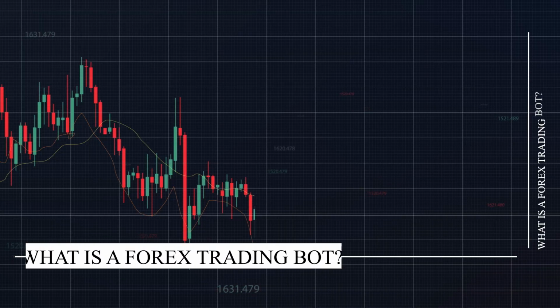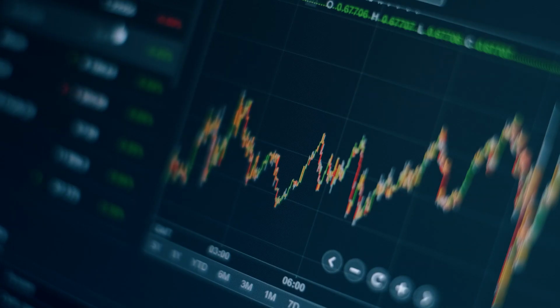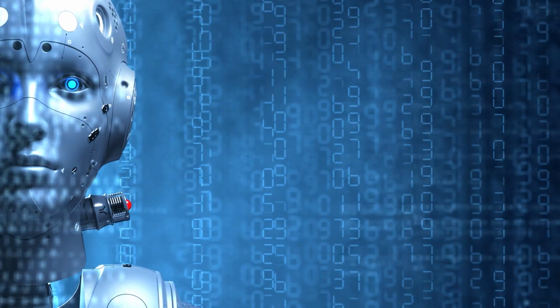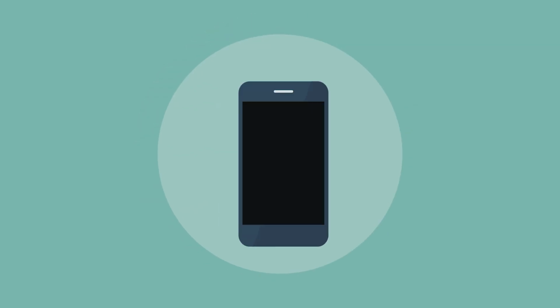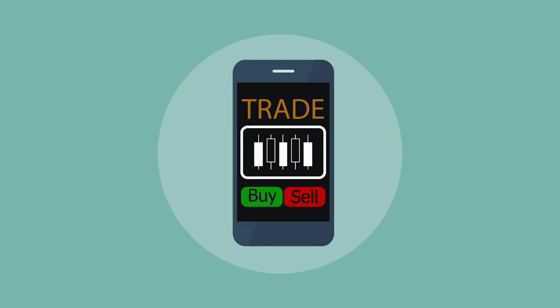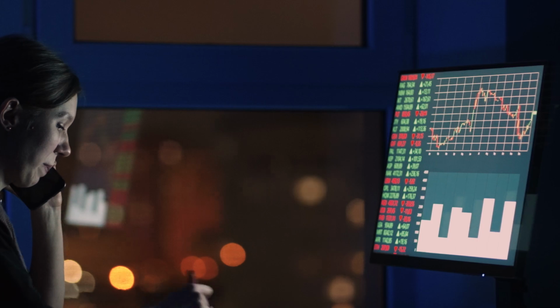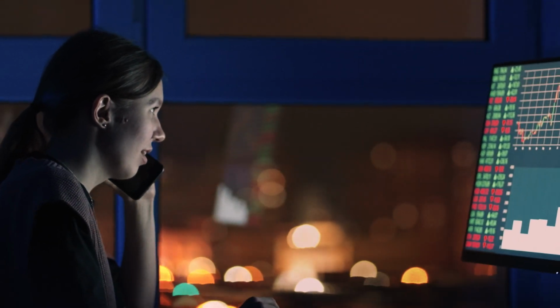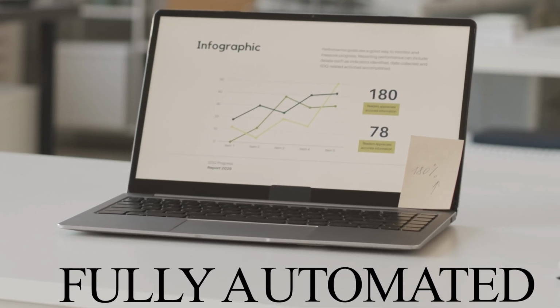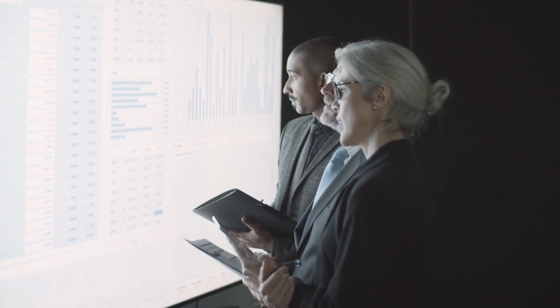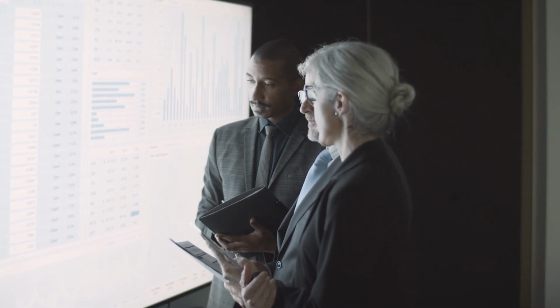What is a Forex trading bot? A foreign exchange trading robot, sometimes referred to as a Forex trading bot, is a type of algorithmic trading that uses signals from the Forex market to decide whether to buy or sell a currency pair at a specific moment. These solutions can be easily connected with a wide range of online brokers or trading platforms and are typically fully automated. Both novice and seasoned traders like using Forex trading bots.